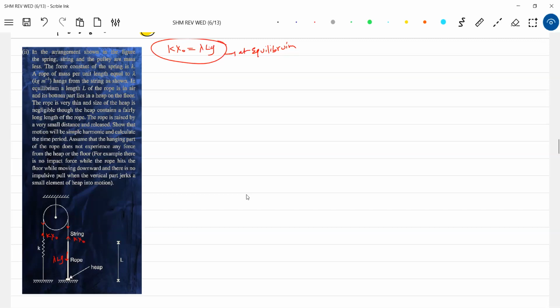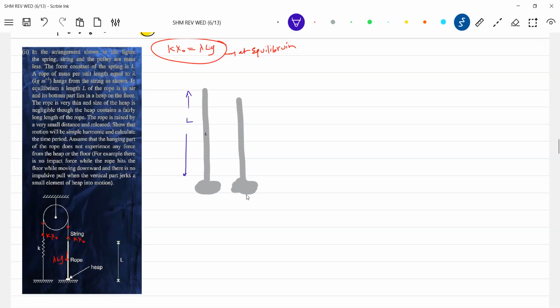I think, let me only take the rope. This heap, let's not bother. So this is the initial length L. So lambda Lg. No need to draw the total diagram. Look at only the rope, because the rope is what we need.